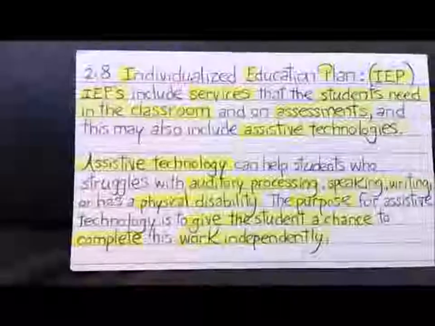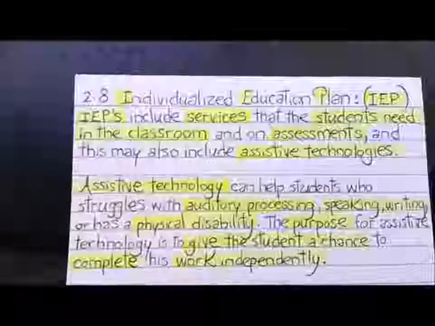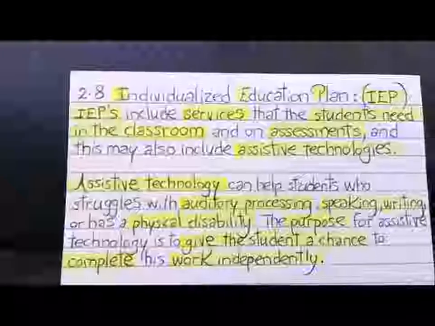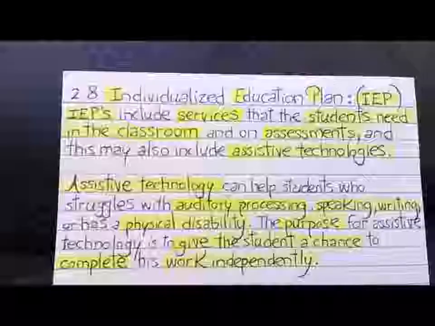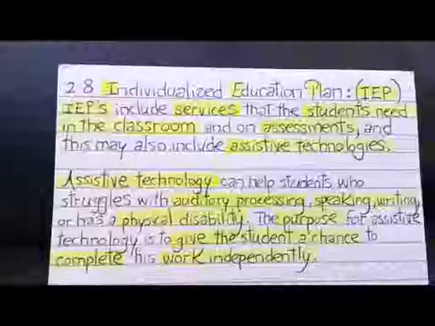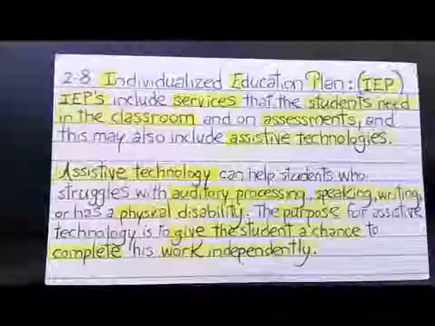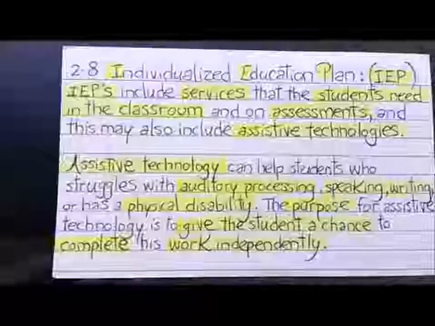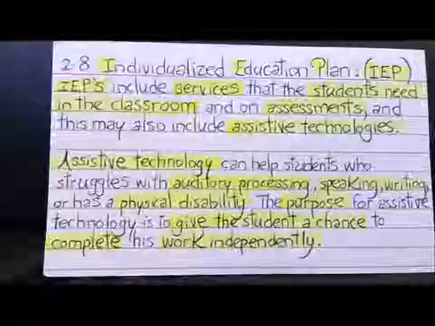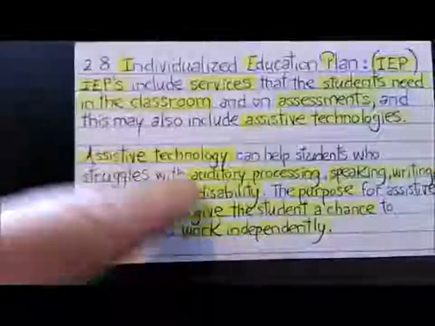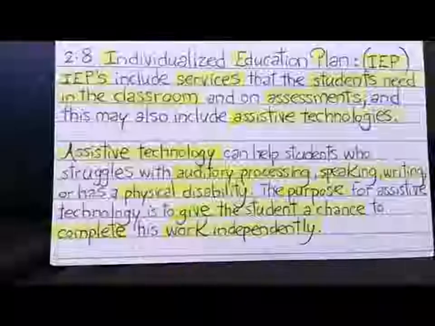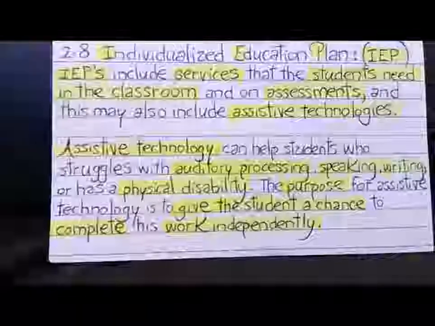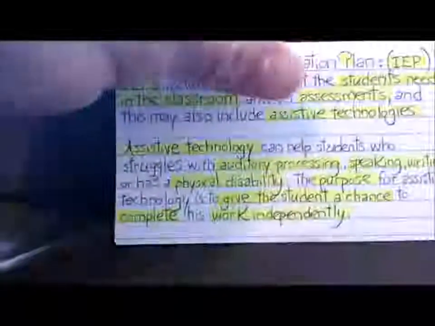Individualized education plan, IEP. IEPs include services that students need in the classroom and on assessments. And this may also include assistive technologies. Assistive technology can help students who struggle with auditory processing, speaking, writing, or have a physical disability. The purpose of assistive technology is to give the student a chance to complete his work independently.